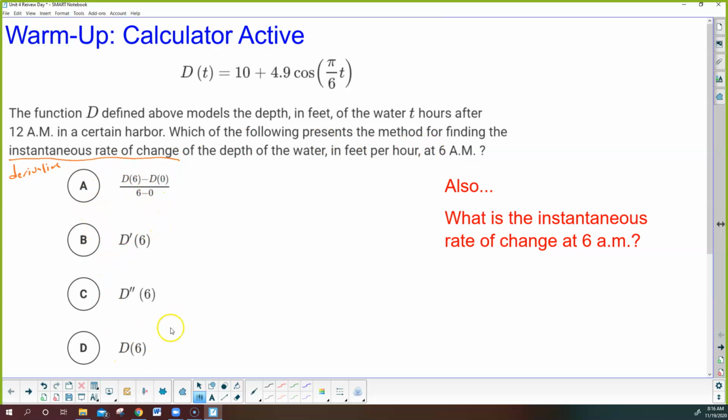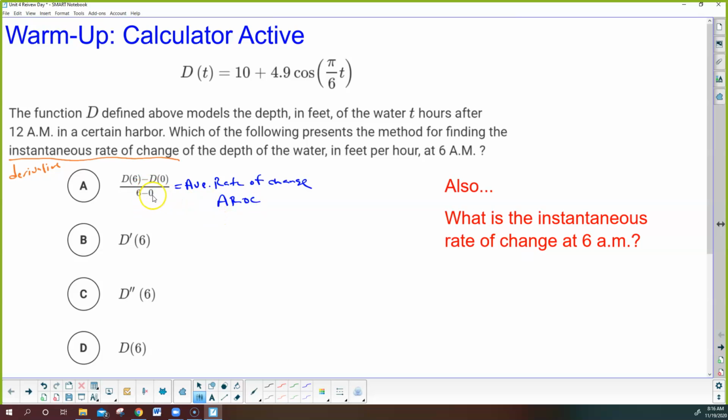And you can look very carefully. I'm actually more interested in the wrong answers than I am the right answer. But let's take a look at each option. What does option A tell us? Well, it gives us two times, times 0 and times 6, and it gives us the outputs. This is the quotient, which is just our average rate of change, right? Or sometimes we call it AROC, average rate of change.